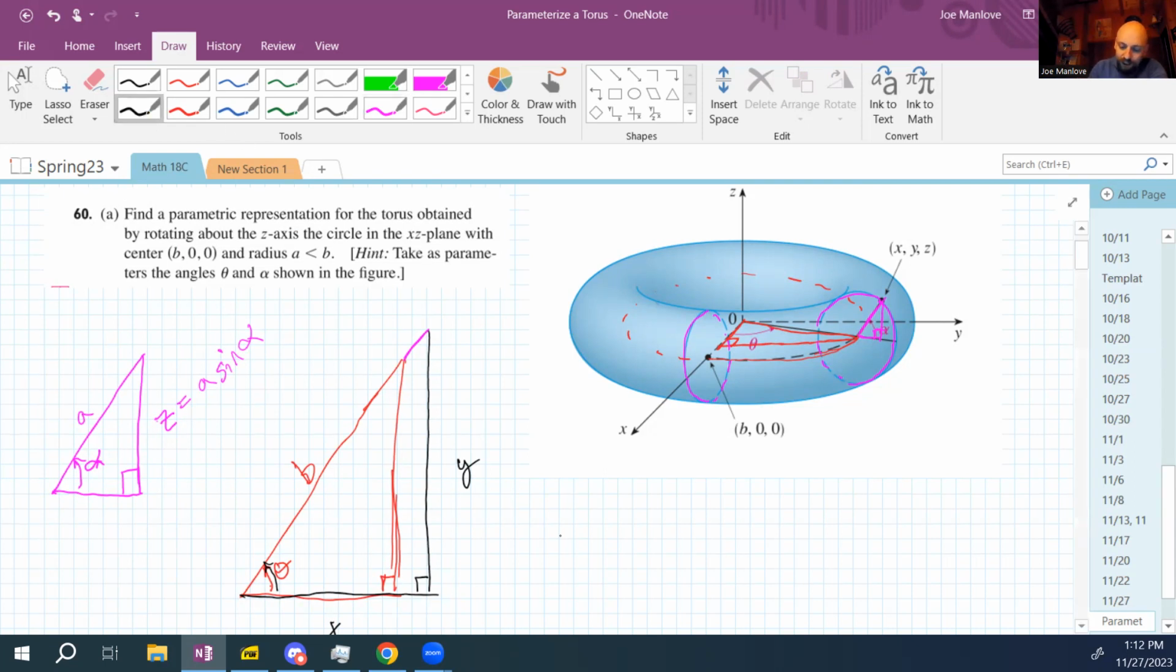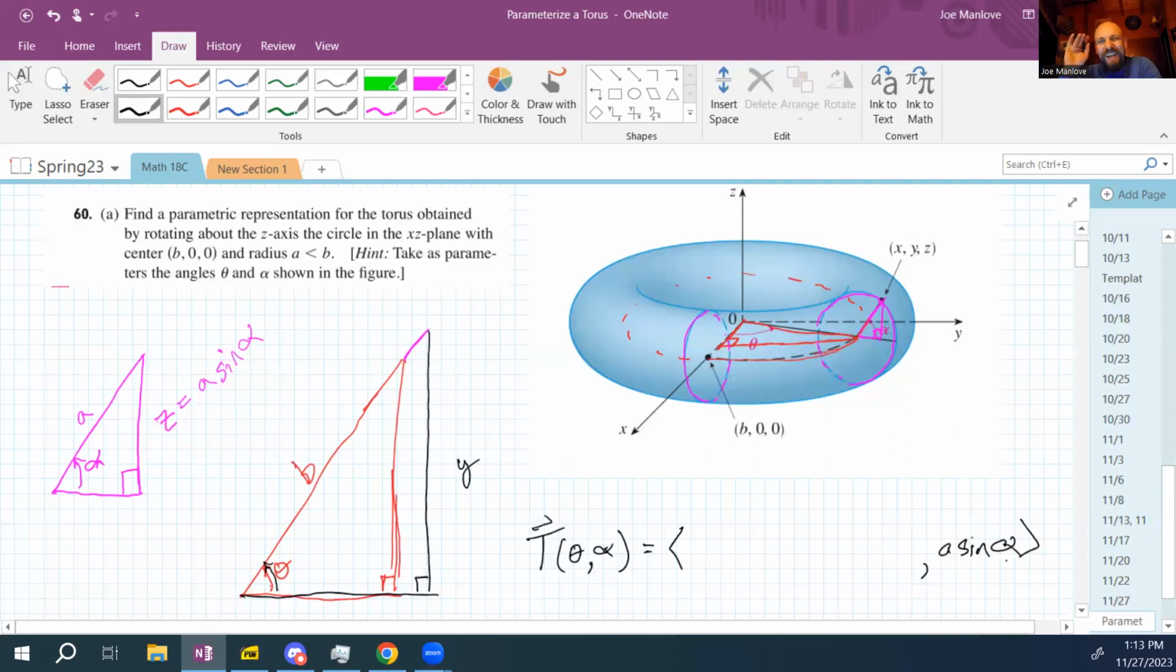So ultimately, my quest here is to find torus as a function of, say, theta and alpha. Put a vector hat on this thing. And I'm going to say that's going to have three components. I know now the last one is going to be A sine alpha. Check, done, awesome. That one's sorted. Now for the other two, I've got a little work to do.